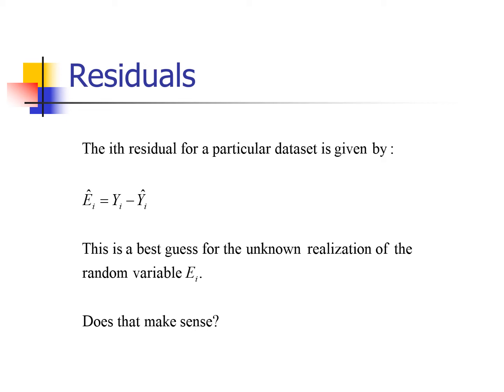Now, the way we're signifying it is very suggestive, because we've been using hats as best guesses or estimates. Remember, beta 1 hat, for example, is the best guess for the true but unknown slope beta 1. Similarly, E hat turns out to be our best guess for the unknown realization of the true theoretical error E.